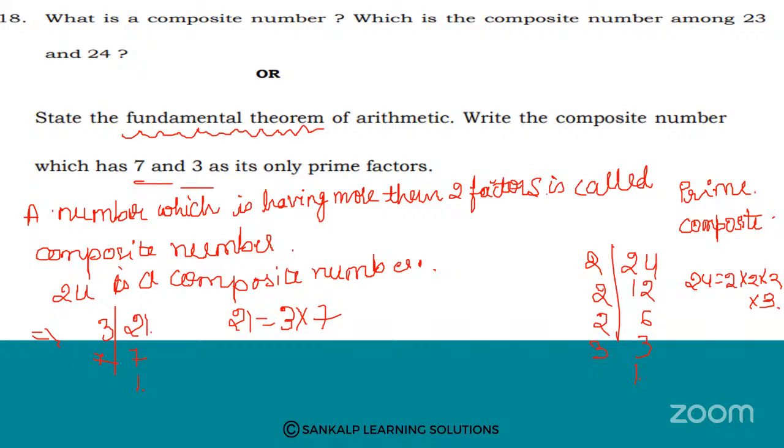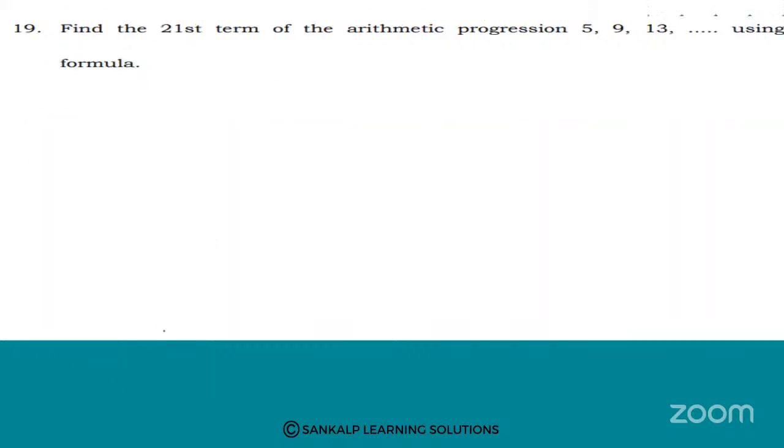Next question. Find the 21st term of the arithmetic progression 5, 9, 13 using formula. Okay. So here they have asked the 21st term, that is A21. Arithmetic progression 5, 9, 13 is the AP. So the 21st term we want, right? So n value is 21 here.